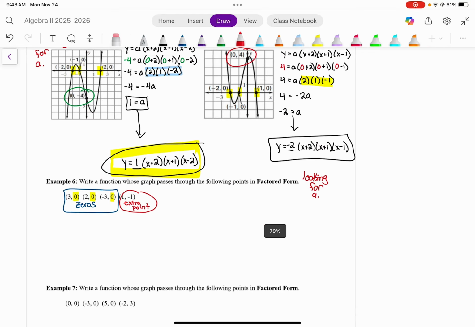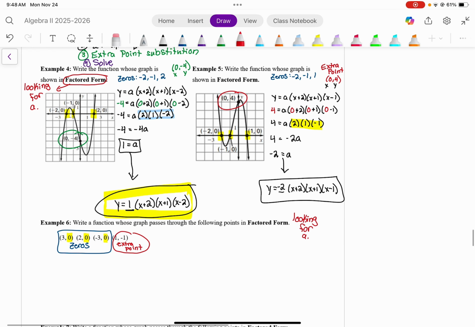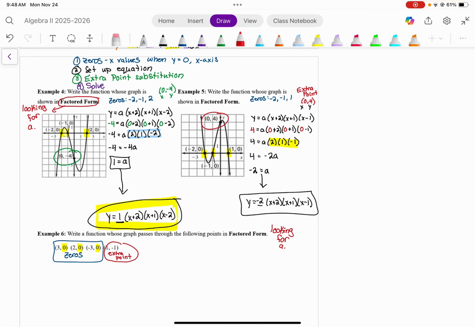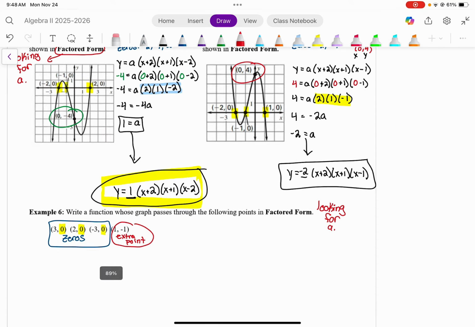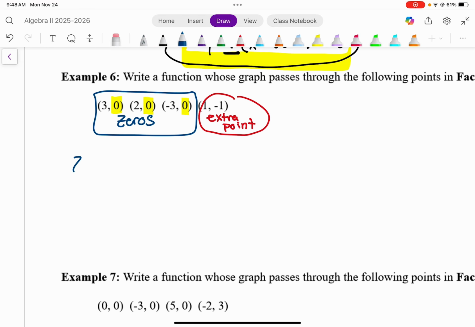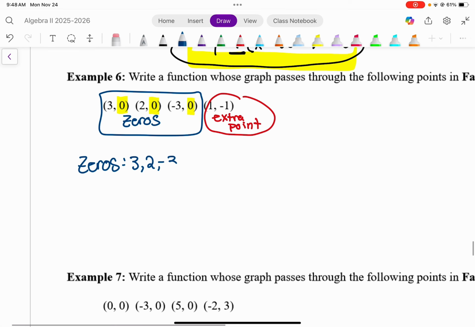Now, the nice thing between these problems and the previous ones with the graphs is that the steps are exactly the same. First, you identify your zeros, you set up your equation, you do the extra point substitution, and then you solve. So this one, our zeros are 3, 2, and negative 3.